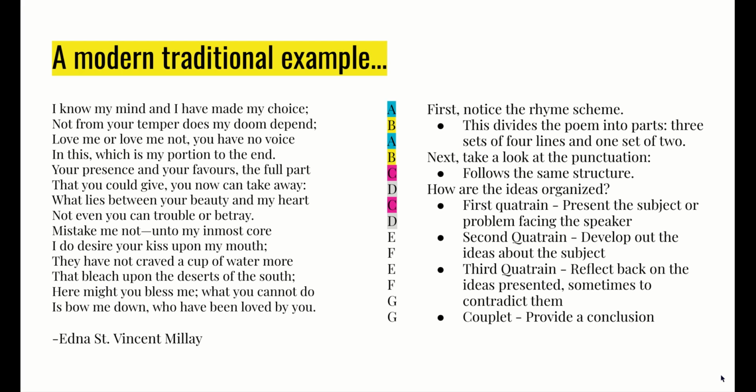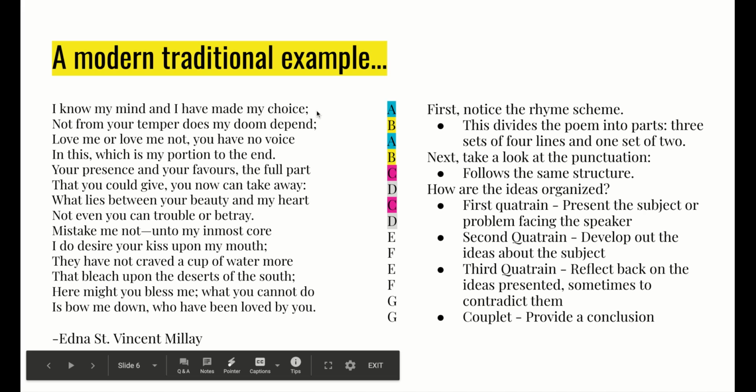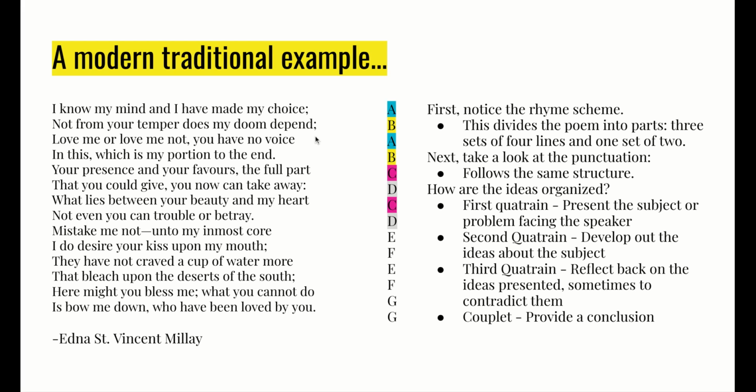Welcome back. Now we're going to take a look at a traditionally structured modern sonnet by Edna St. Vincent Millay. We're looking here at the rhyme scheme first. So you'll notice that I put the rhyme scheme down the center of the slide, A, B, A, B. So that's the first 4 lines, right? Take a look at the words in the first 4 lines. Choice and voice make the same sound. That's why they have the same letter. Depend and end likewise make the same sound.